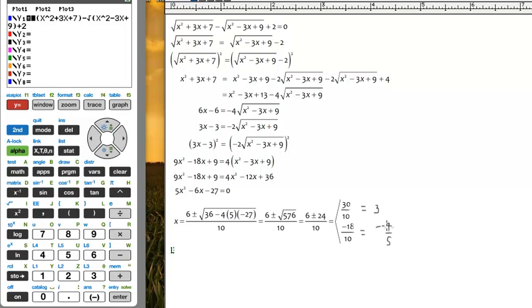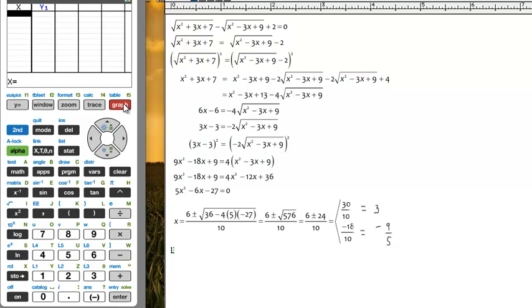On my calculator, I've typed out the original problem, and I put my calculator in the ask mode because I want to check the table. I'm going to check these solutions. So I go to my table, type in 3. Original problem says it needs to equal 0, and when I hit enter, I don't get 0. So this 3 needs to be marked out. It's an extraneous solution. I didn't do anything wrong, it just doesn't check.